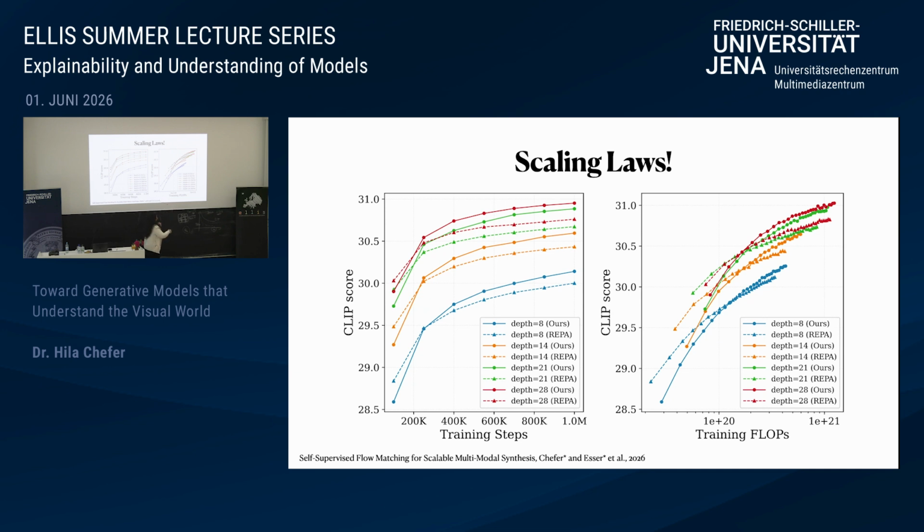To the point where if you look at REPA at 28 depth, that's the red triangles, and self-flow with depth 21, which is almost half the parameters, right? The green circle. You can see that the green circle outperforms the red triangle, meaning self-flow beats REPA with twice the parameters when you scale this enough, because the model is able to learn a representation space that is more optimal for its task. Okay? So this is a pretty impressive result.